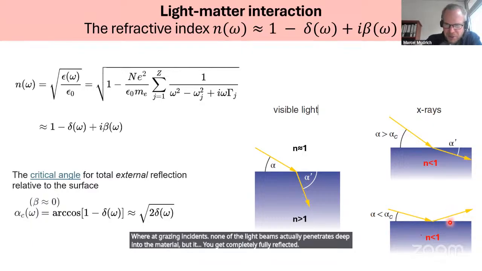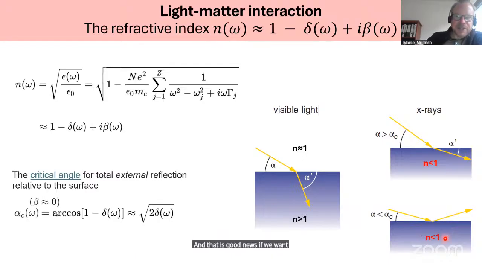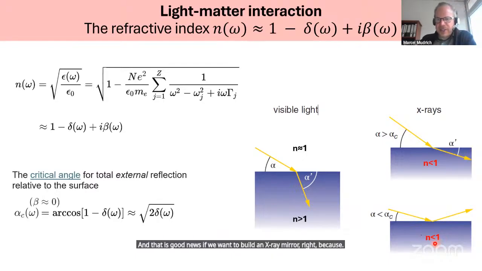And that is good news if we want to build an X-ray mirror, right? Because it tells us that we just have to stay below the critical angle for total external reflection, and we get 100% reflectivity, a perfect mirror.